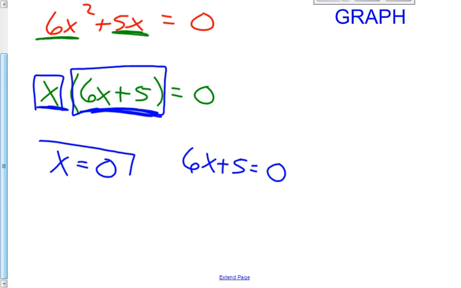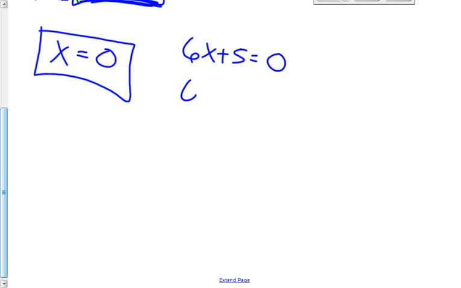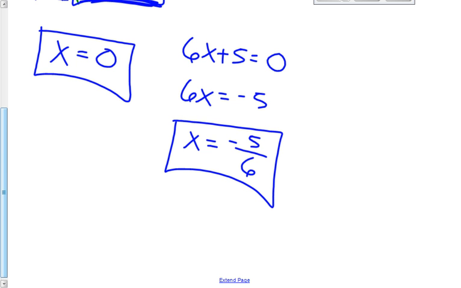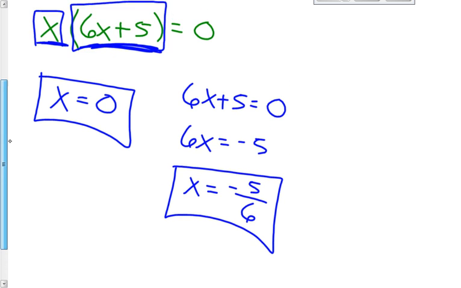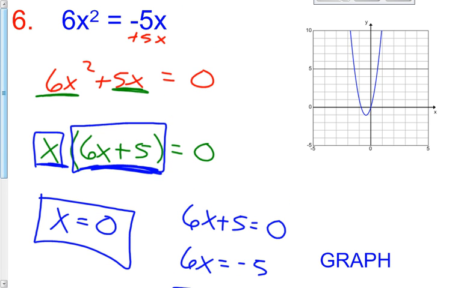On this one, it's already done. X equals 0 is one of our answers. If x is 0, the whole thing is 0. For this one, we have to subtract 5 first, and then divide by 6, so x equals a negative 5/6. So we have two answers once again. If we were to look at the graph, it would cross at 0 and a negative 5/6. Here's our negative 5/6, and here it crosses at 0. And there's our graph.